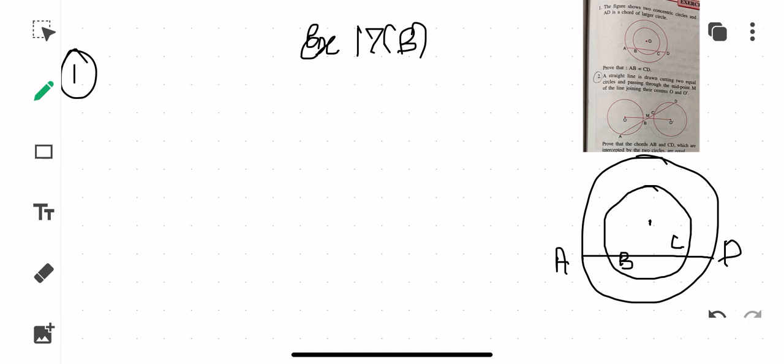So you have to prove that AB is equal to CD. This is what you have to prove. This question is a very easy one, children. I'll just explain how to do it, so that you can take this as homework.